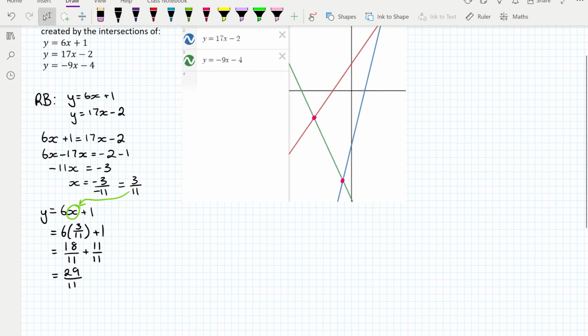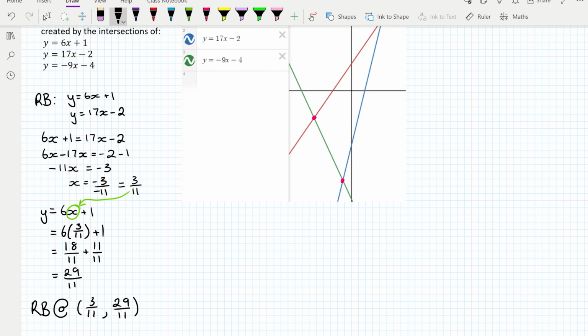So I'm just going to rewrite my RB, again, that means that I'm looking at the intersection between the red and the blue line, and the point at which those intersect is going to be, our x value is 3 over 11 and our y value is 29 over 11.